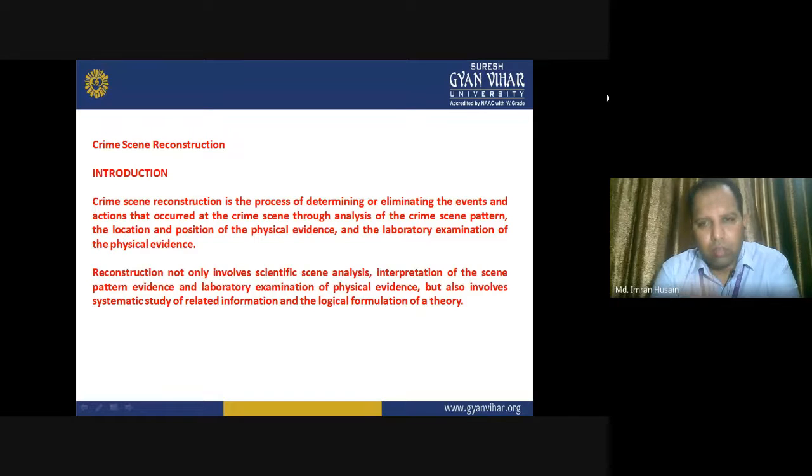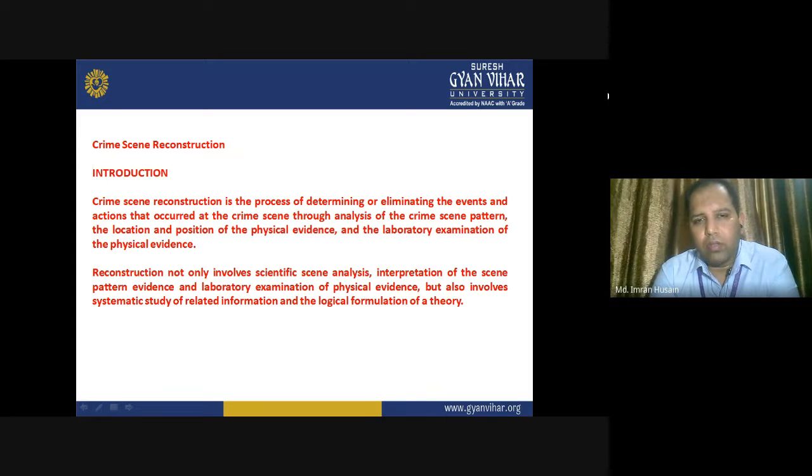So what is the main purpose? The main purpose is to recreate the whole scenario: how that particular incident happened, and what was the series of incidents that took place before the main event, that occurred at the crime scene, through analysis of the crime scene pattern, the location and position of the physical evidence, and the laboratory examination of the physical evidence.